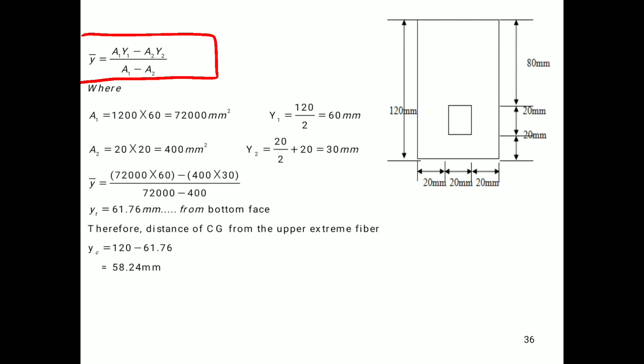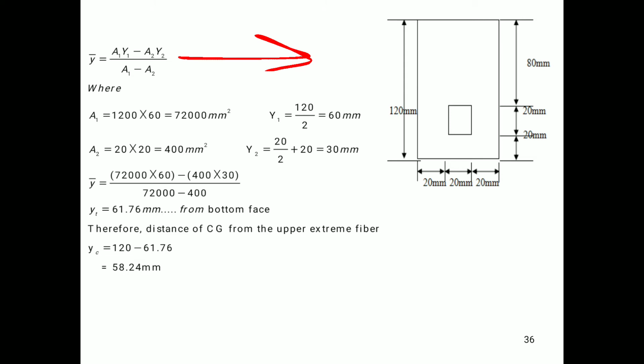Now from the diagram we have Y bar is equal to A1Y1 minus A2Y2 upon A1 minus A2. Remember that Y bar is nothing but it is the position of the neutral axis for the entire section. Now from the given rectangular section we have removed this square section. Therefore the formula will become A1Y1 minus A2Y2. Remember that this minus sign we have used for the removing of this square section. Therefore we have the position of neutral axis as A1Y1 minus A2Y2 upon A1 minus A2.